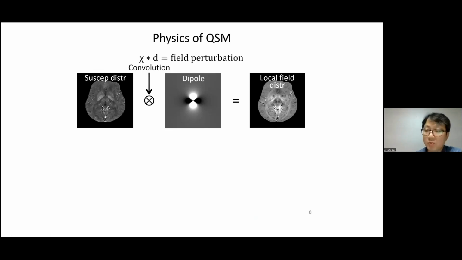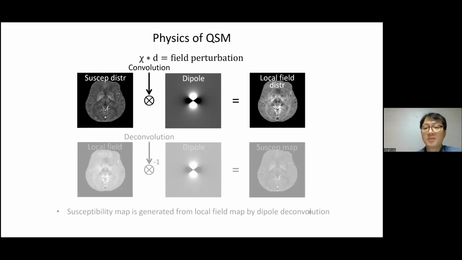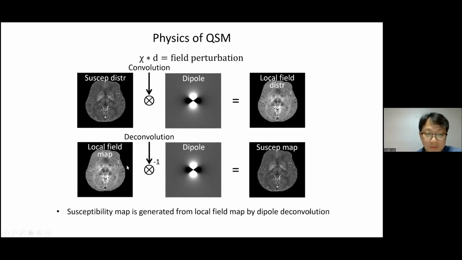And all we have to do is to reverse the process. First, you get the local field map from your GRE phase, and then perform the deconvolution of this dipole pattern. Then you finally get the result that you wanted, the source image, which is the magnetic susceptibility distribution of the brain.